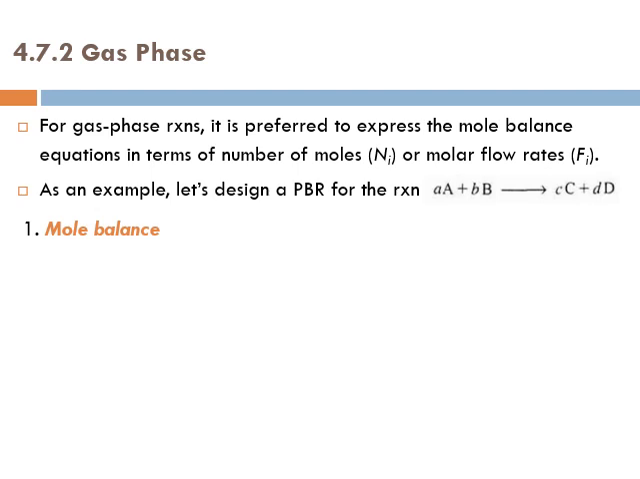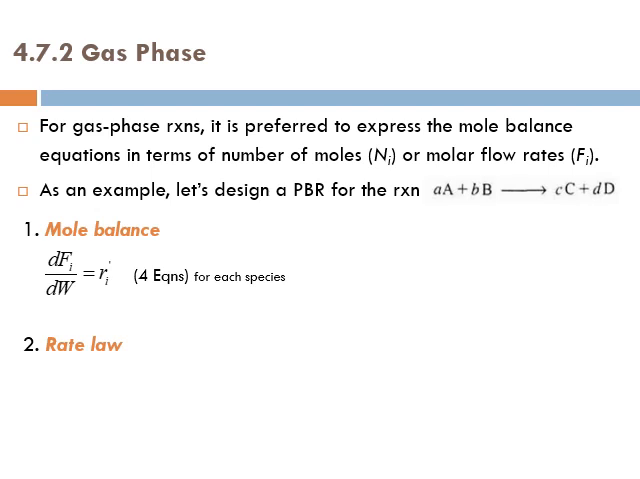We're going to start with the mole balance. What does the mole balance say? It is dFi by dW equals Ri prime, right? And how many equations are you going to write? Yeah, you're going to write 4, 1 for each of the species, right? So I'm going to write dFa by dW equals Ra prime, dFb by dW equals Rb prime, and so on.